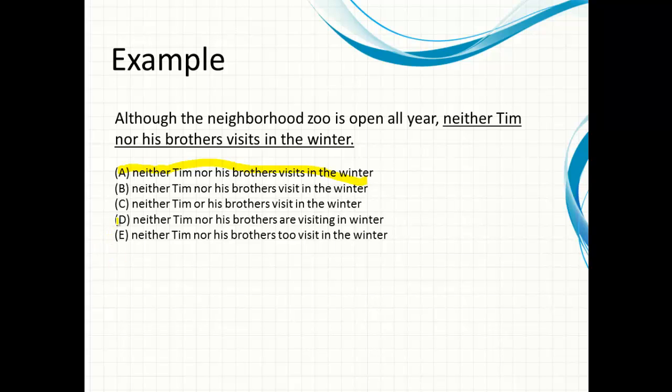When we read D, it sounds like present tense. Neither Tim nor his brothers are visiting in winter. E, neither Tim nor his brothers to visit in winter, makes no sense. So that leaves us with either B or C, in which case, if you don't know, you can make a guess.